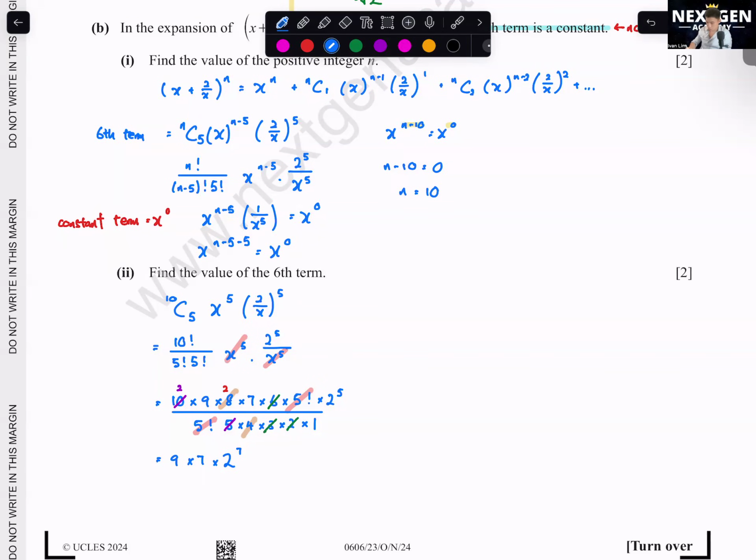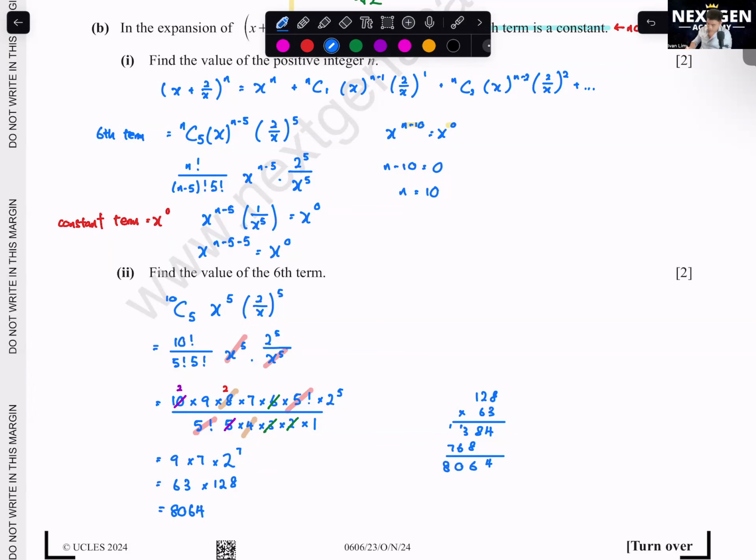Do you see? 2 times 2 times 2 to the power of 5. Okay, 9 times 7, 63. 2 to the power of 7 is 128. Okay, go and manually count this one, 128 times 63. Only if it comes out in paper 1, you do like that. Paper 2, you just straight away use your calculator. Okay, 128 times 63, you'll get 8064.